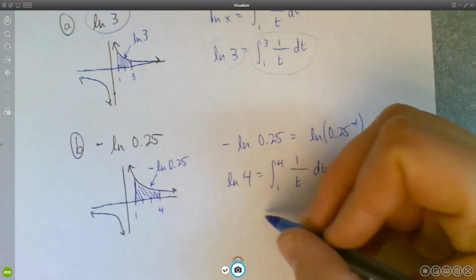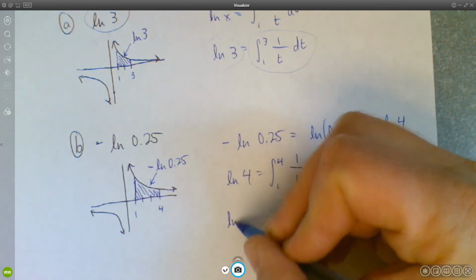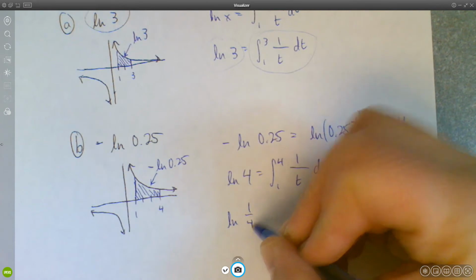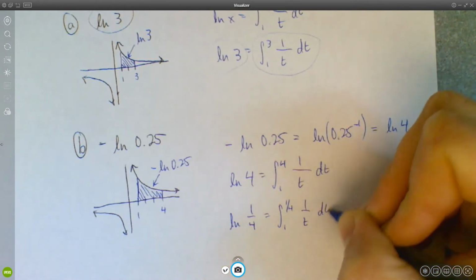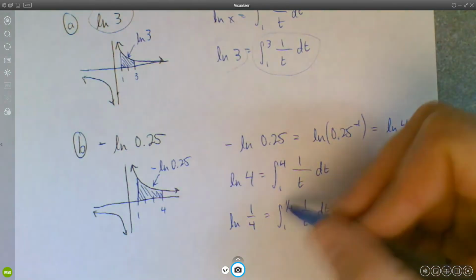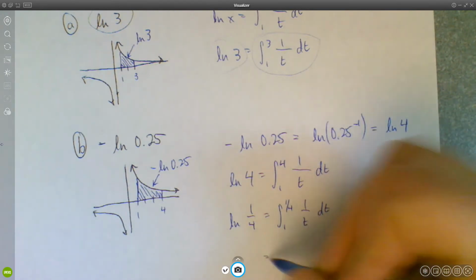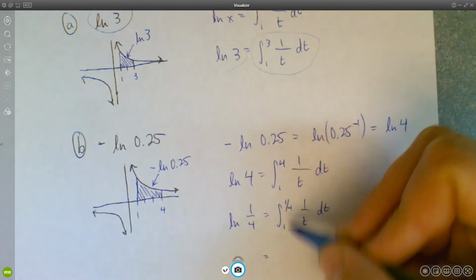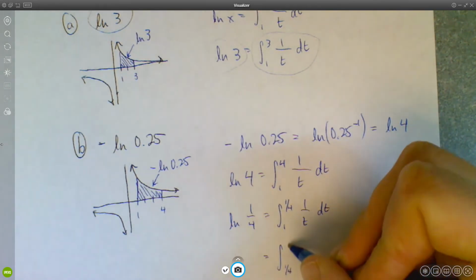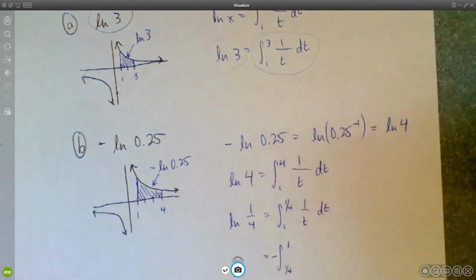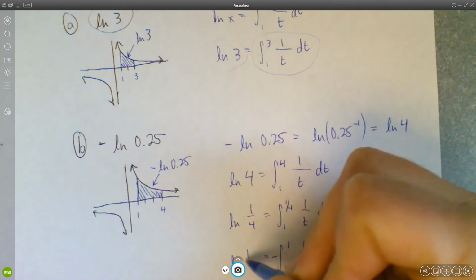Well, okay. So here's what I'm thinking. I'm not exactly sure how to express this, but if I'm thinking ln of 1/4, this would be the integral from 1 to 1/4 of 1 over t dt. And of course, this limit of integration is smaller than this one. So if I switch them around and I go 1/4 to 1, I'm allowed to do that as long as I make this negative. And that's ln of 1/4.